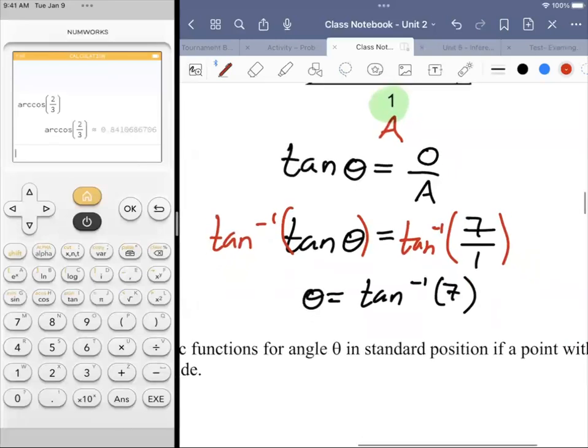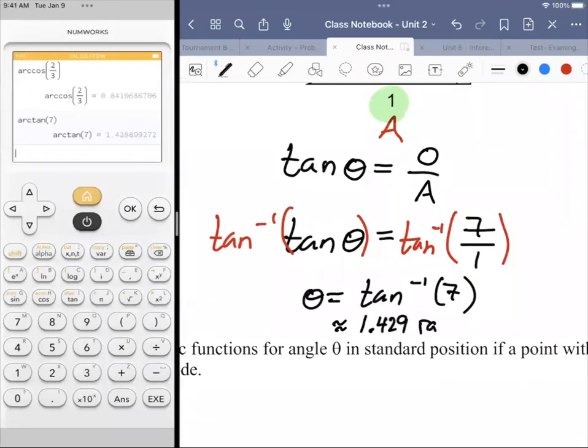All right. It's up to you. You don't have to show every last step. I mean, a lot of it's calculator work anyway. So shift tan to bring up the arctan, pop in the 7, and we're going to get theta to be approximately 1.429 rad.